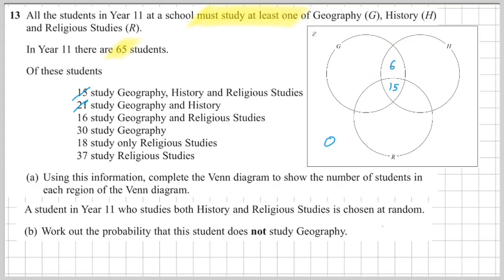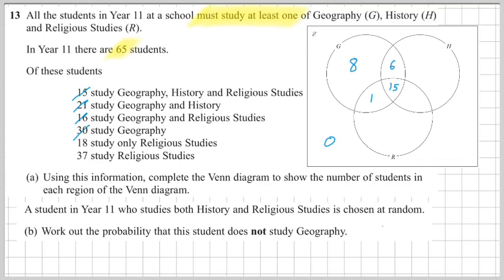Carrying on like that, 16 study geography and religious studies. So these two numbers must add up to 16. 30 study geography. So all four of these numbers, 1, 2, 3, 4 numbers should add up to 30. And that makes that one there 8.